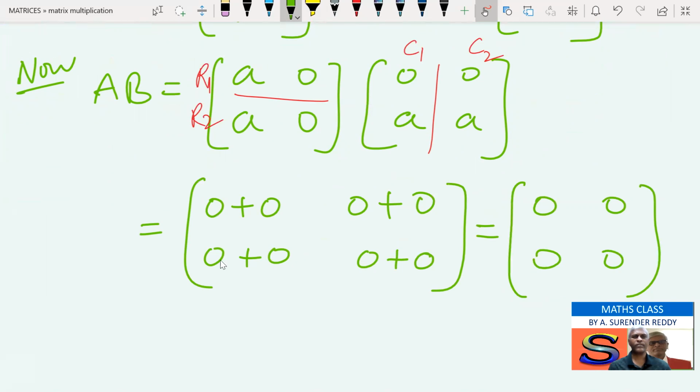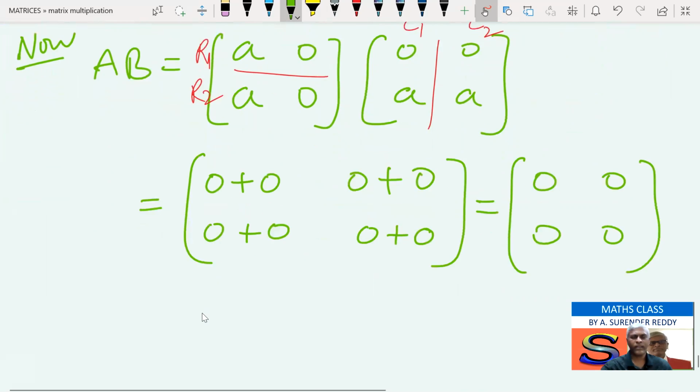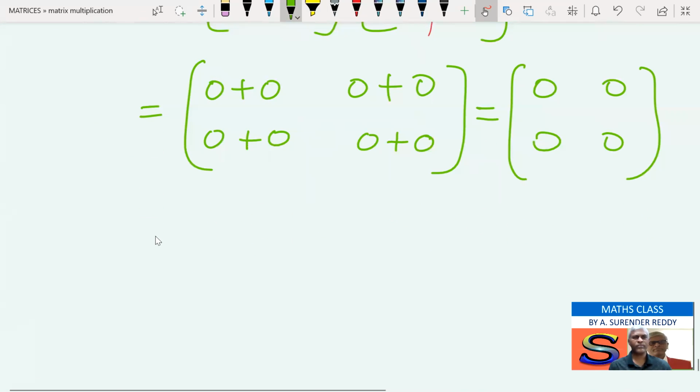Here you can observe that neither A nor B is a zero matrix, even though its product is 0. Therefore, AB is a 0 matrix, but neither of them is zero. A is not 0, B is not 0, but even so AB can be 0. This is an example of it.